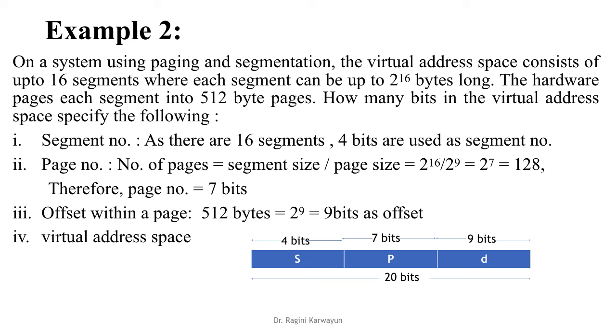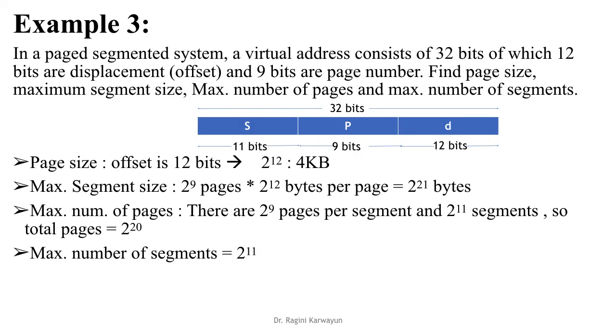How many pages will there be? You simply divide the segment size by the page size. So 2 to the power 16 divided by 2 to the power 9 comes out to be 2 to the power 7, that is 128. Therefore the page number is of 7 bits. So the virtual address space will be of 20 bits. Out of that, the first 4 bits will be the segment number, the inner 16 bits will be the segment offset, and that segment offset is further divided into 7 bits of page number and 9 bits of page offset. So similar types of questions come for this topic.